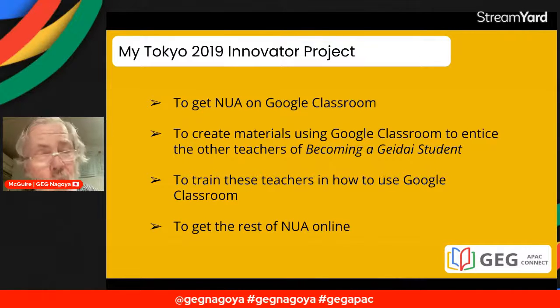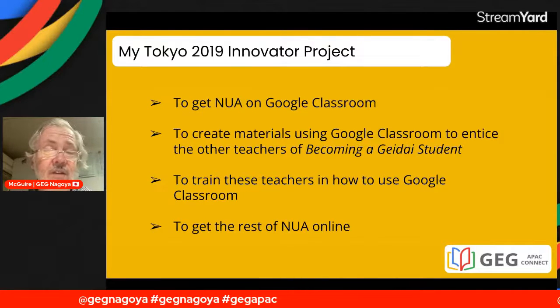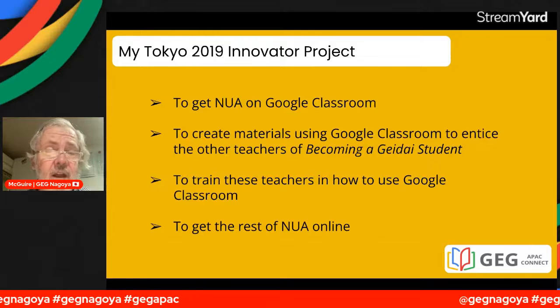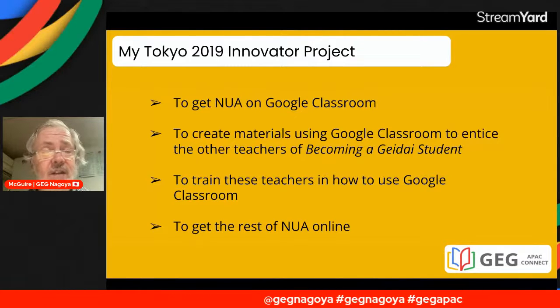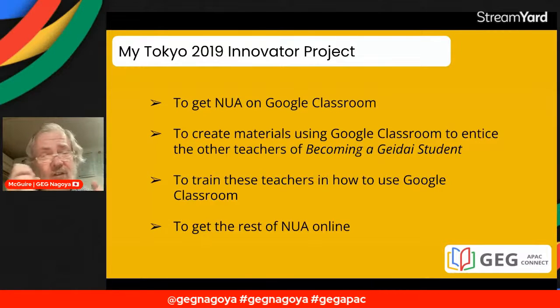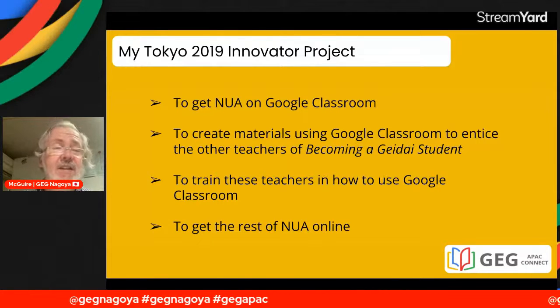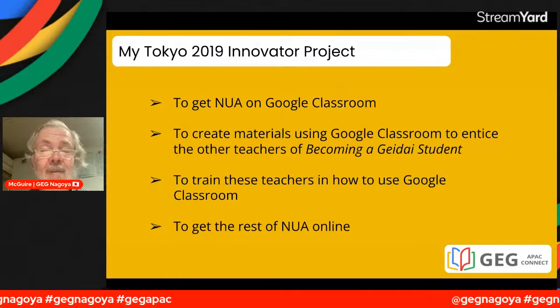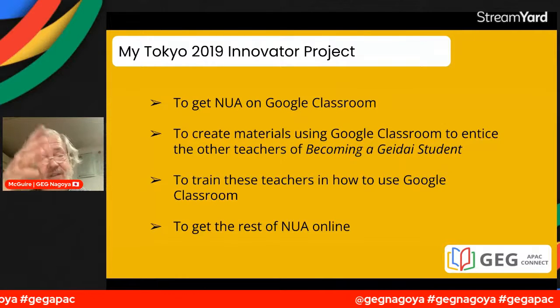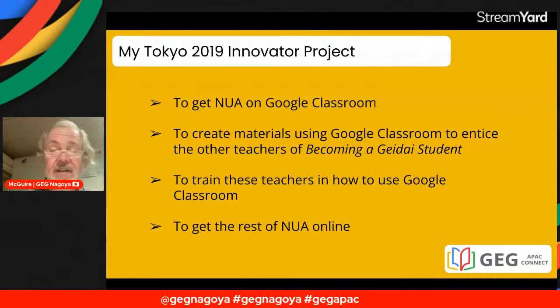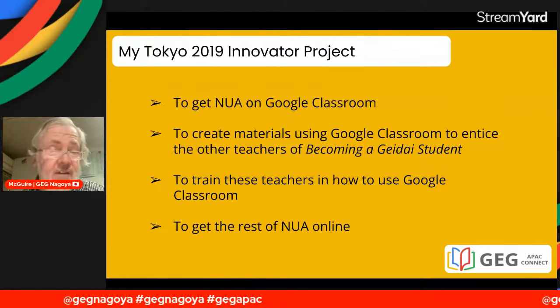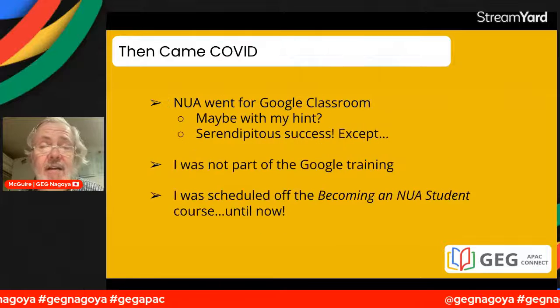So my goal originally for the Innovator project was to get Nagoya University of Arts, NUA, on Google Classroom. I wanted to create materials in the class that I mentioned that were so interesting and so easy to use that the teachers would want to use them. And then once that was done, I had hopes of spreading it out. Other teachers saying, oh, what is he doing? Oh, let's try that. That looks easy. And I wanted to get the rest of Nagoya University of Arts online.